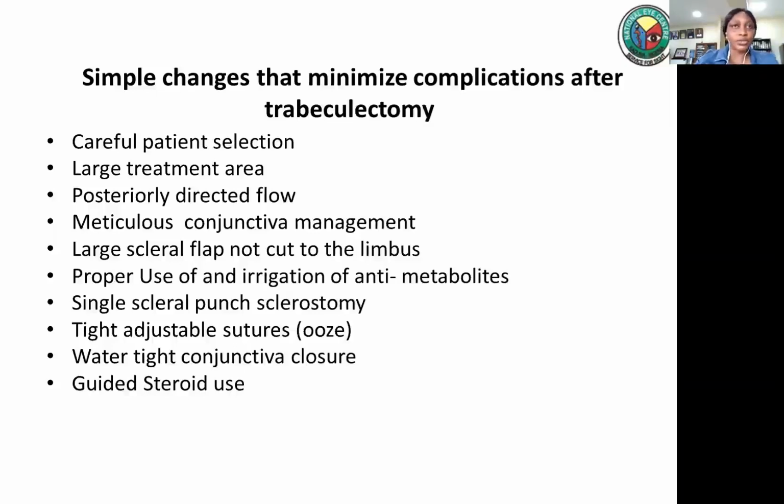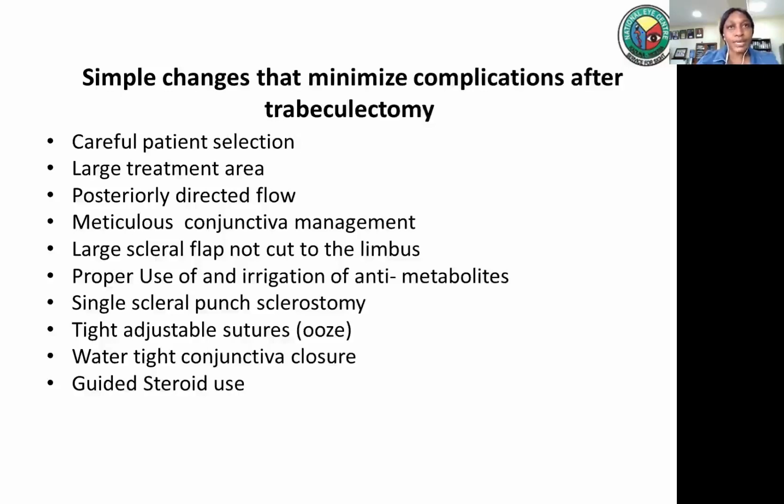Usually, concentration for MMC is 0.1 to 0.5 milligram per mil. So whatever you use depends on the type of patients that you select. I generally use 0.4 milligram per mil. Also, while doing the trabeculectomy, it is advisable to have a large treatment area. So once one is doing the conjunctival dissection, you should increase it posteriorly. The more posterior it is, the more posterior you're likely to have your bleb form. And it should be a wide area so that you can have a good diffuse bleb forming.